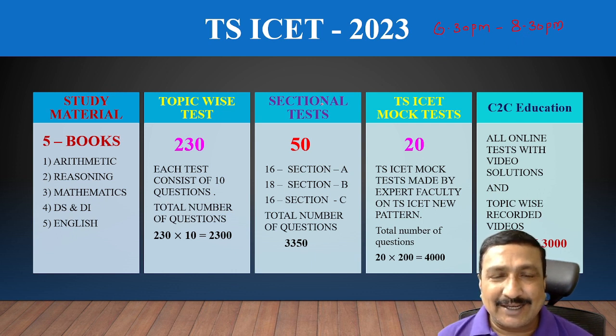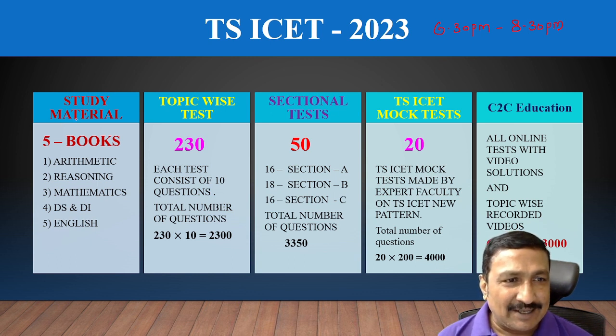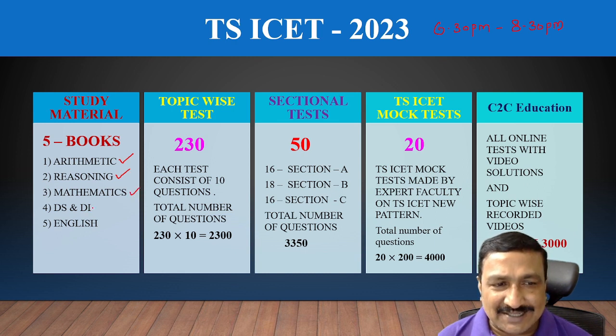In this entire course, what study material can we get from us? One is 5 excellent study materials. One is arithmetic. Second one is reasoning. Third one is mathematics. Fourth one is data sufficiency and data interpretation. Fifth one is English. These 5 study materials are prepared based on all the concepts from all the topics. So if you prepare all the books' questions, we can improve your subject knowledge very easily.